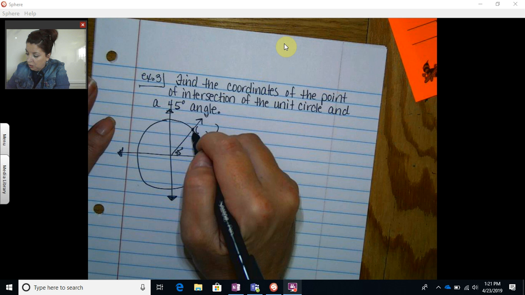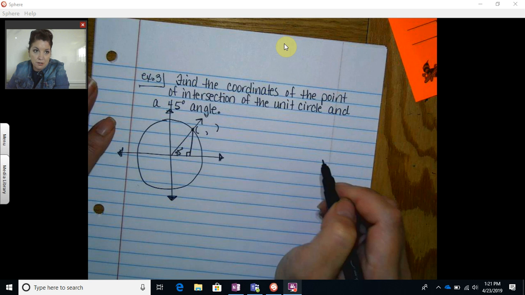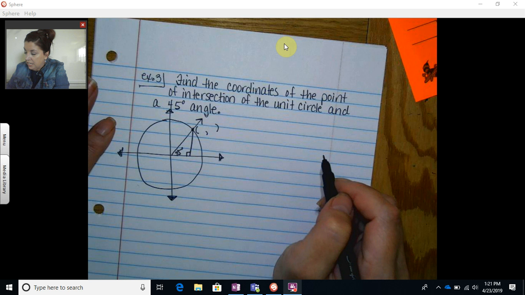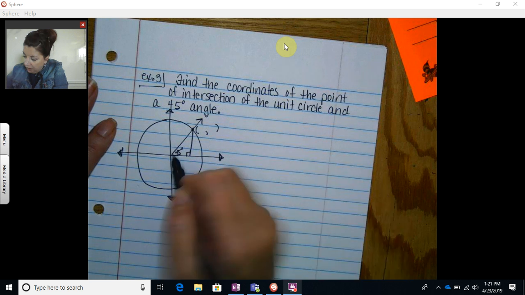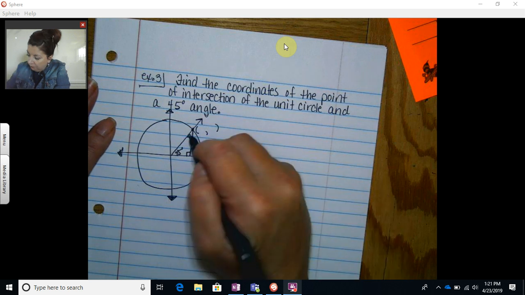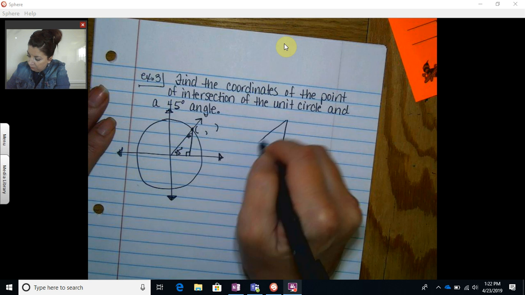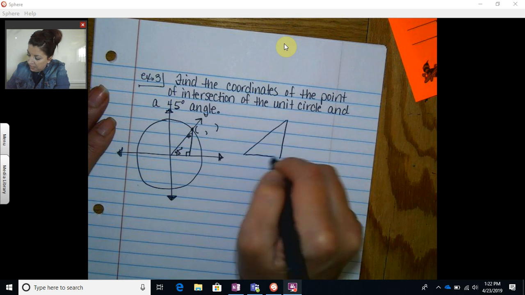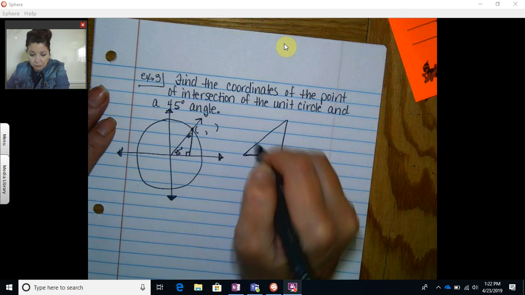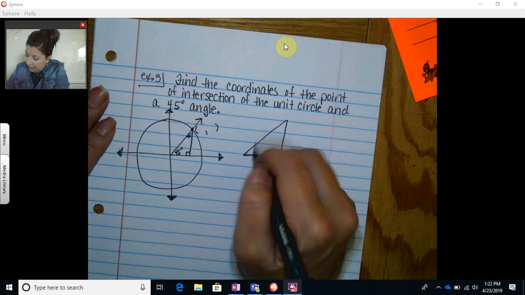So go to that point of intersection, draw a line straight down so that it hits the x-axis at a perpendicular angle. We know perpendicular means a 90-degree angle, right? So if this angle, my theta, is 45, then the other angle is 45. Remember, the theta, what you're finding the sine and cosine of, or the x and the y values, are of the theta. Whatever the angle is, it's formed at the origin.